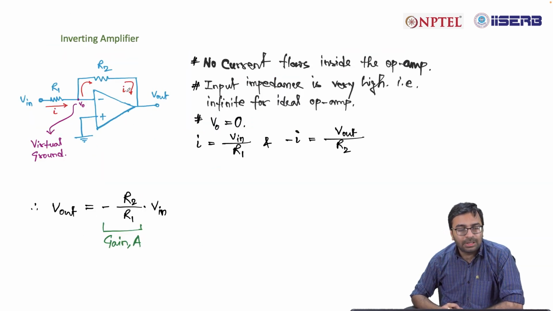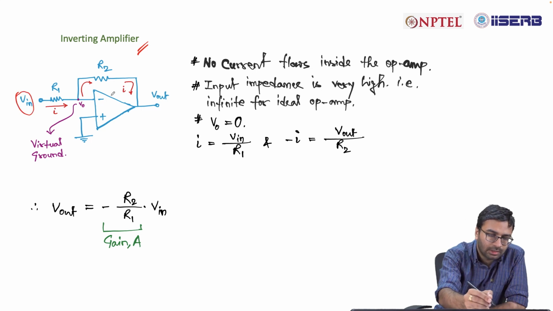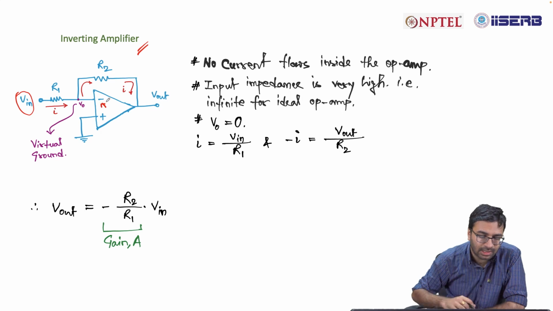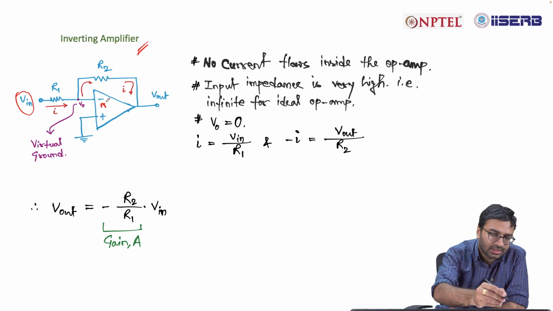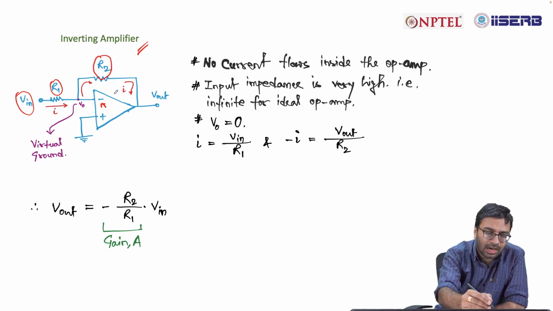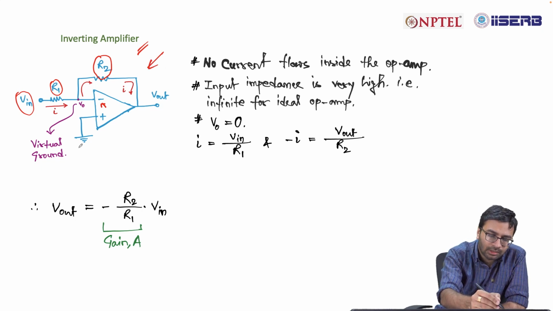So the first example that we have is an inverting amplifier. Why is it an inverting amplifier? Because we apply the input voltage at the inverting input, that is symbolized with the minus symbol, and then we connect two resistors R1 and R2. R1 is connected with the input, R2 is connected between input and output as it is shown in this figure, and then you ground the non-inverting terminal.